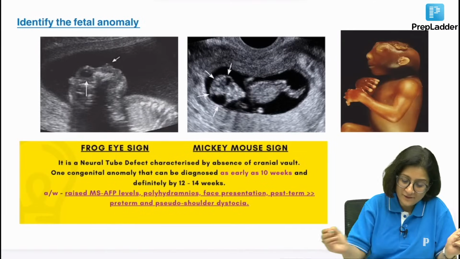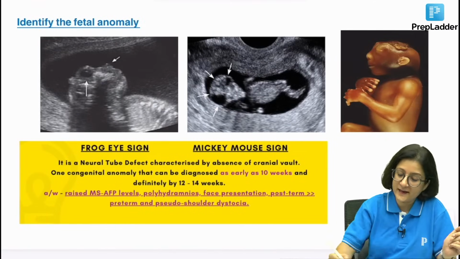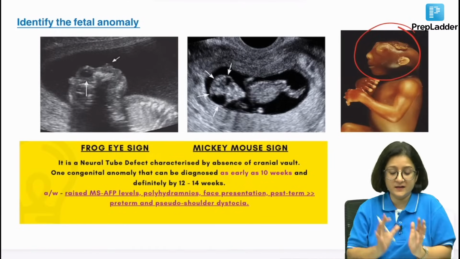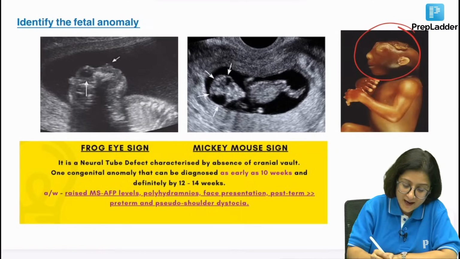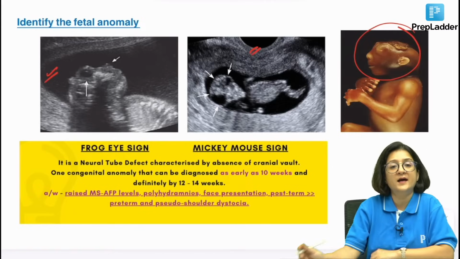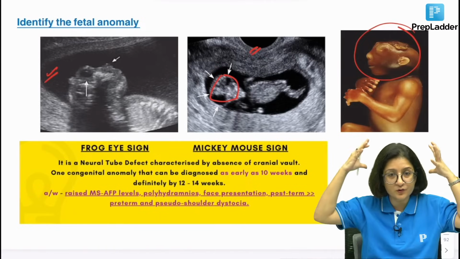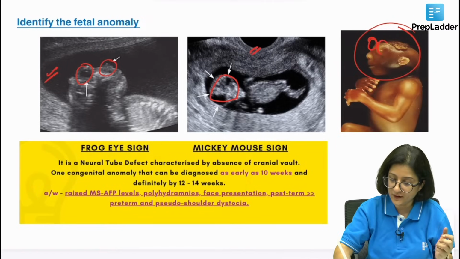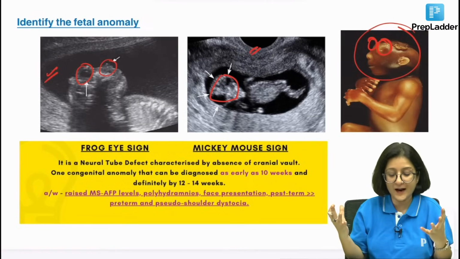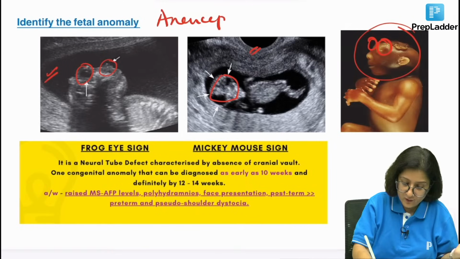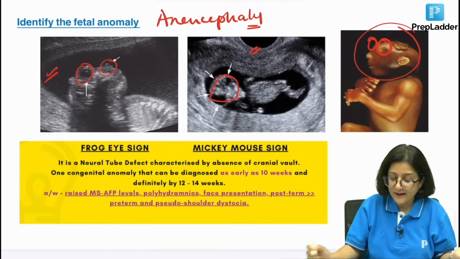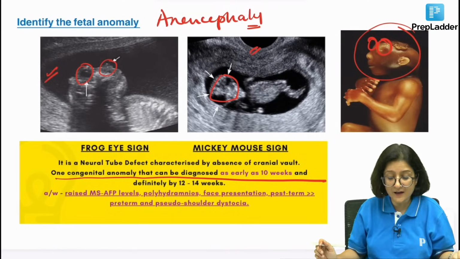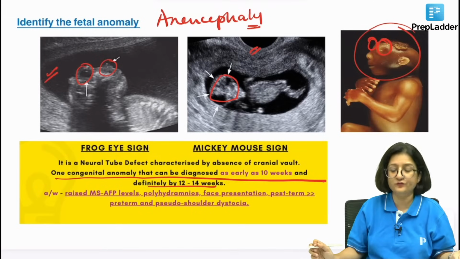Next image, identify the fetal anomaly. So this is the frog eye sign. Can you see here? So analyze the gross with the ultrasound images, right? This is the frog eye sign on the left. This is like the head of a Mickey Mouse with those large ears, and these are the orbits, just the eyes and the orbits which are poking out. That is the frog eye sign. So this is anencephaly. Very good. This is one anomaly that can be diagnosed in the first trimester as early as 10 weeks, definitely by 12 to 14 weeks, right?